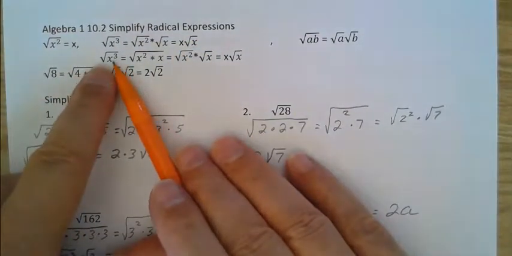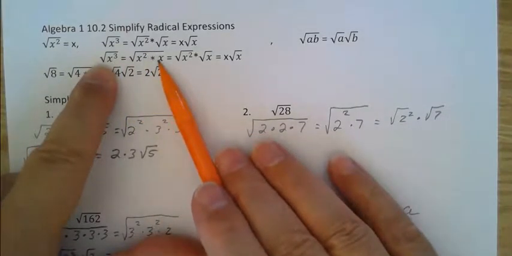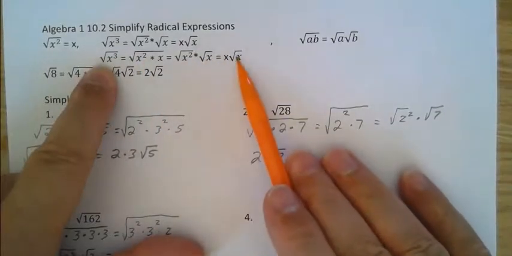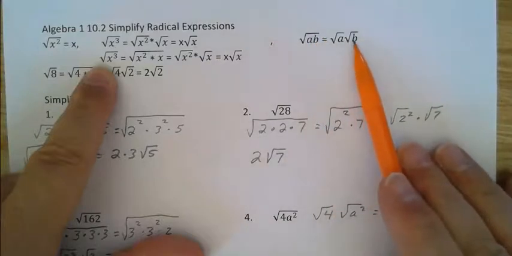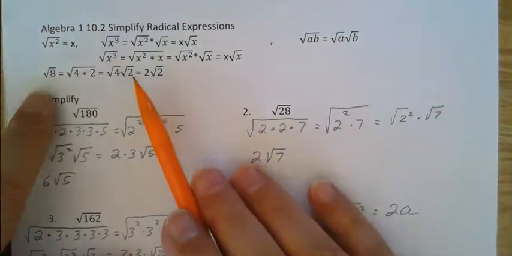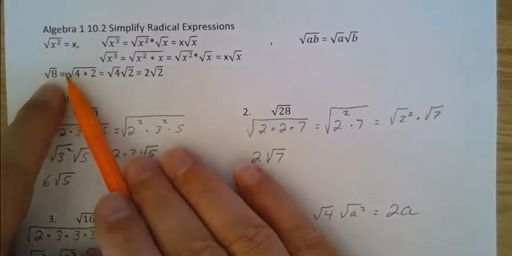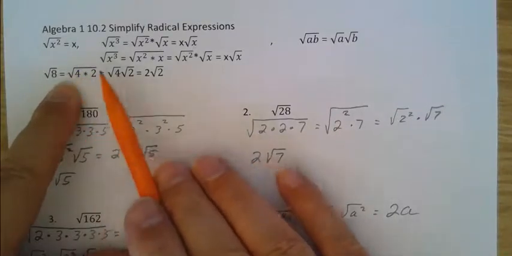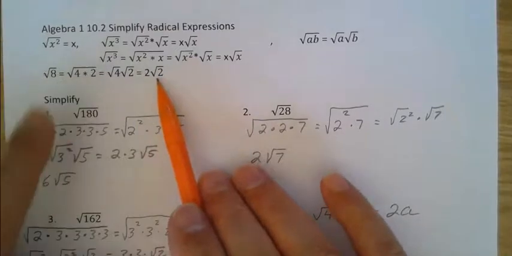Another way of looking at it is this way. Square root of x cubed, square root of x squared times x. Again, the square root of x squared is x, and we get square root of x. Square root of ab is square root of a times square root of b. Those are equal. So here we have the square root of 8 is equal to the square root of 4 times 2. And we know the square root of 4 is 2, so we get 2 times the square root of 2.